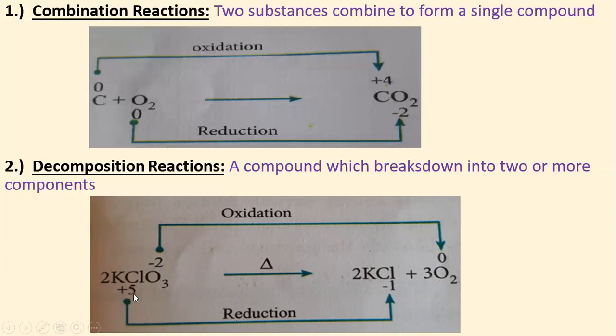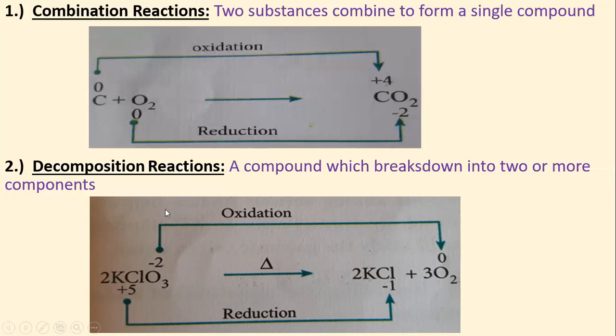Now the oxidation state goes from -2 to 0. Here it increases, from -2 to the neutral 0. Again here you see +5 to -1. It decreases by 6 units, so it is said to be a reduction. The single compound gets broken down into 2 or more components. Here KCl will be one compound and oxygen will be the other. So this is said to be a decomposition reaction.